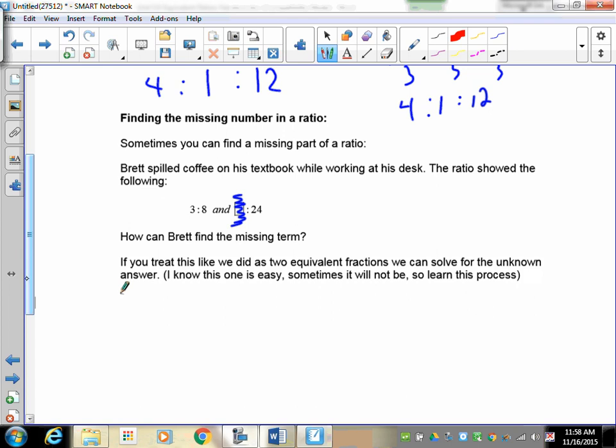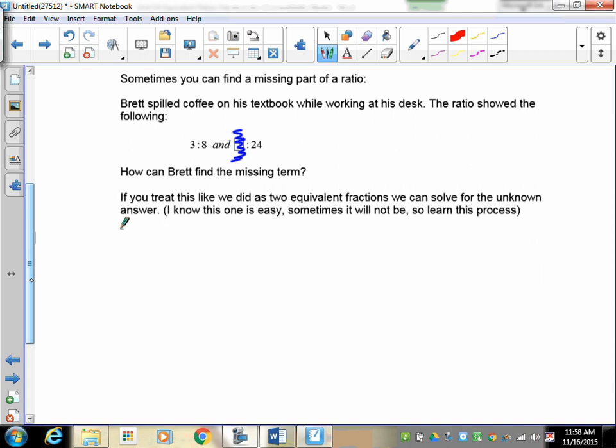Well, if you treat this like 2 equivalent fractions, it becomes very simple. We've done this before. 3 over 8, the first one over the second, is equal to x over 24. Now you remember a couple lessons ago, I told you about using the proportional method to solve problems. Here's where it comes in to be very, very handy.